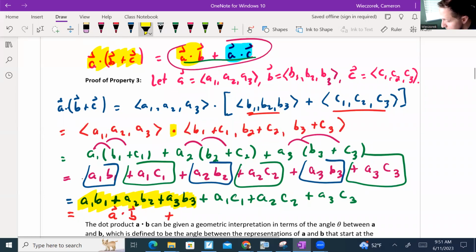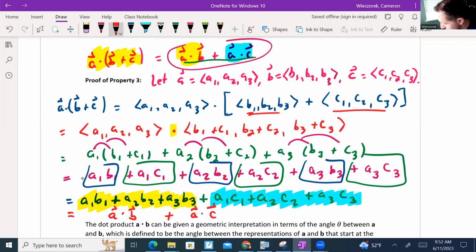Plus, in blue, I had highlighted A dot C, but that's exactly what we have left here. This is the sum of the products of the components of the vectors A and C. So A1, C1 plus A2, C2 plus A3, C3 is exactly A dot C. And that was the goal. That was the right-hand side we wanted. That's it.